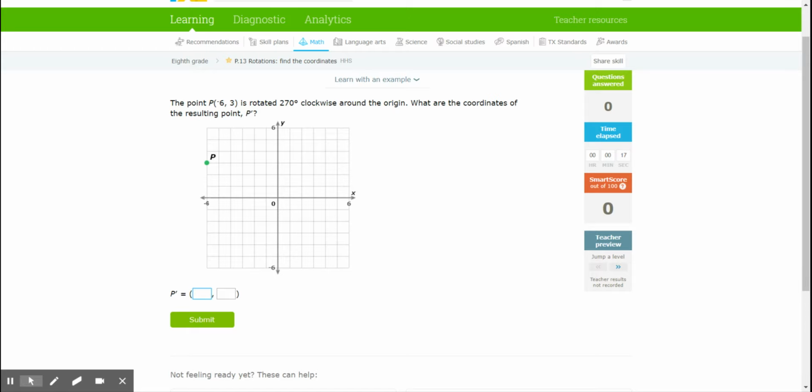Good morning. I'd like to make a video over IXL P13, rotations, finding the coordinates, because a lot of you are having trouble with that. So this one starts with the point P at -6, 3, and it's rotated 270 degrees clockwise.